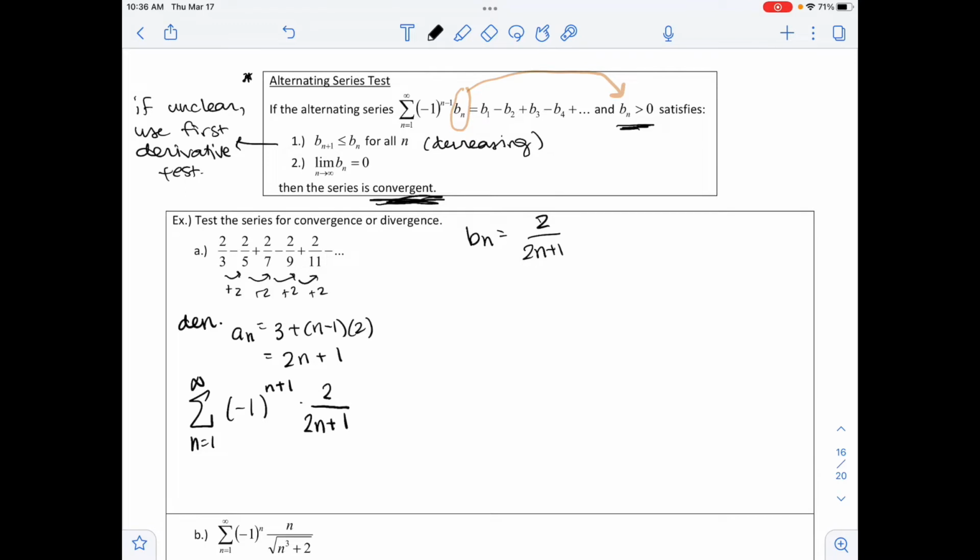And these are all positive values. If you notice, this would be greater than 0 for all n.